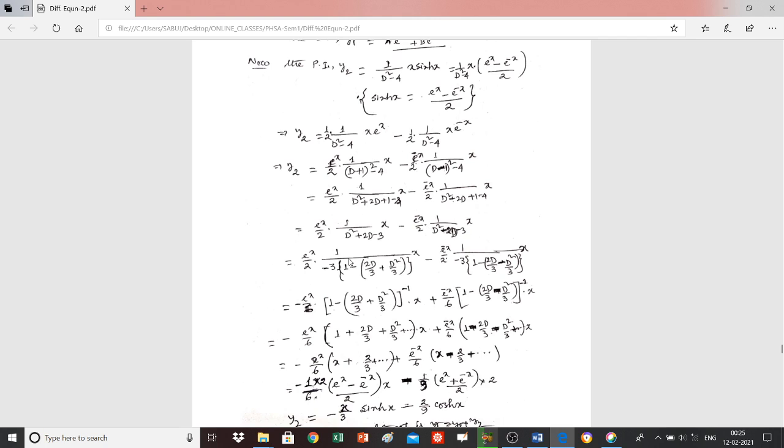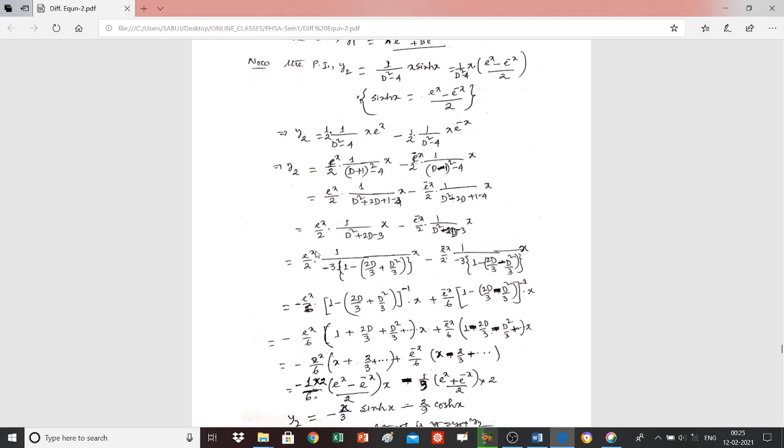And from here you can write e to the x by 2, and this term as minus 1 by 3, (1 minus 2D by 3 plus D squared by 3) x. Here e to the minus x by 2 is there, and this term can be written as minus 1 by 3, into (1 minus 2D by 3 minus D squared by 3), this into x.